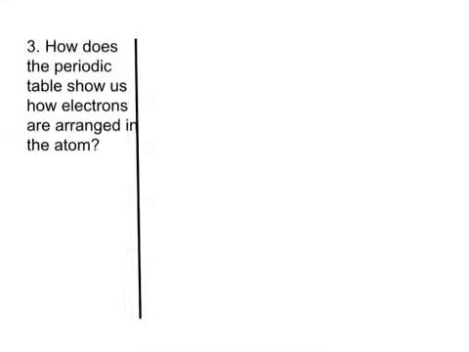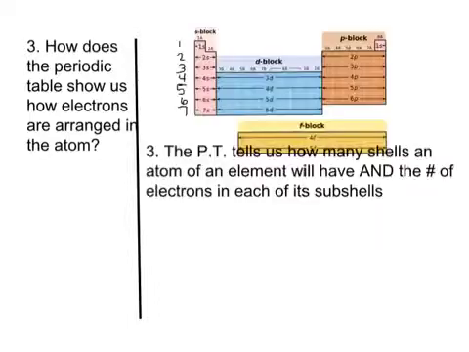I've said it before that the periodic table is a work of genius, and you're going to see another reason why in our third question, which is, how does the periodic table show us how electrons are arranged in the atom? So let's take a look at the periodic table. If we take a look at this picture here, this is an outline of a periodic table. You can't see the element names because it tells us some other information about the periodic table.